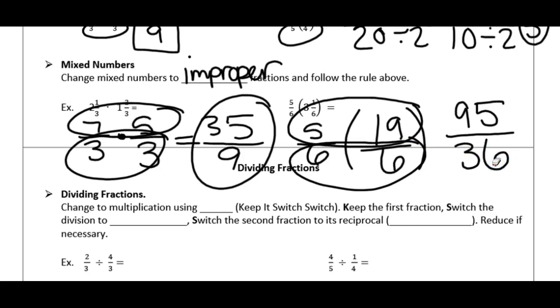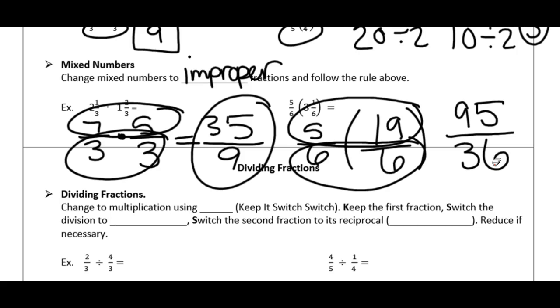Now we start looking at, are there any numbers that go into both? And I like to start with the smallest number. So I think about 36, and I think, what numbers go into 36? Well, 2 goes into 36, but does 2 go into 95? No. 3 goes into 36, but does 3 go into 95? No. And again, you can be checking this with a calculator. 4 goes into 36, but does 4 go into 95? No.